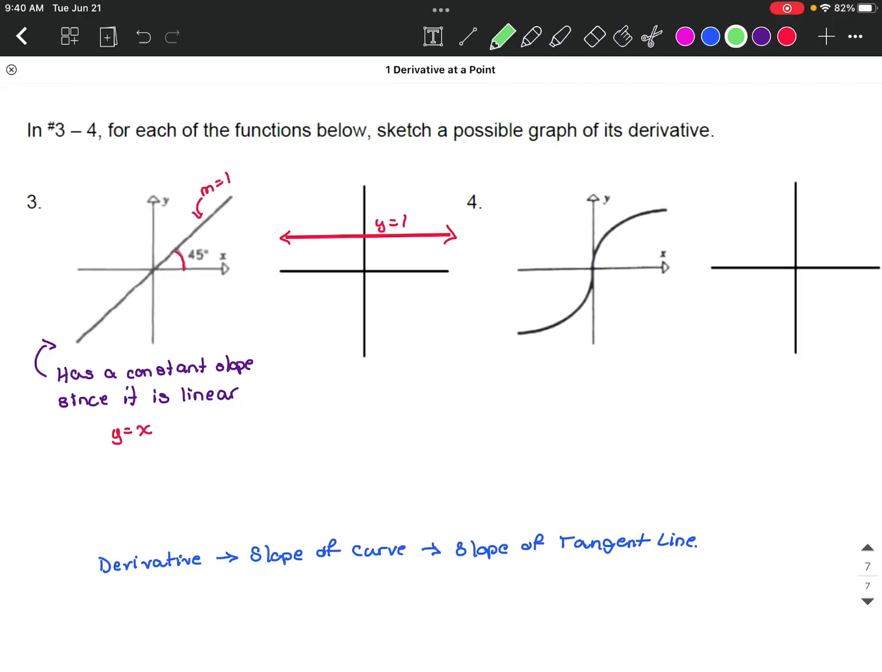Let's look at the next one. Now here, let's just look in this third quadrant. We're starting off with really small slopes, close to 0, right? But by the time we're getting close to where x is 0, we have really steep positive slopes. Now this graph is always increasing, which means it always has positive slope, which means the derivative is always positive.